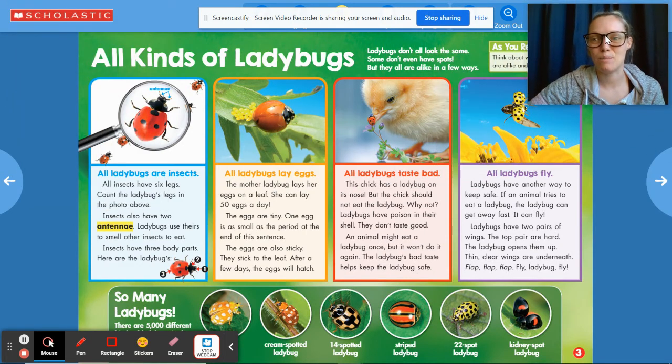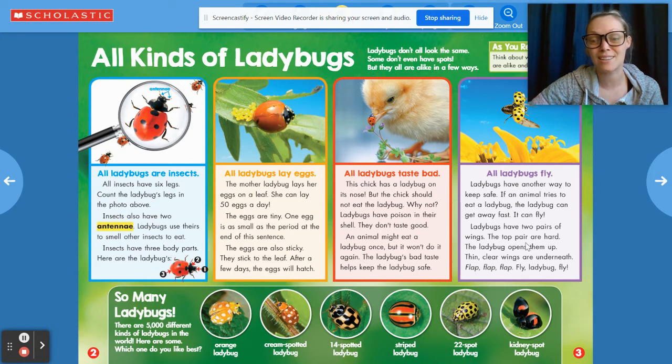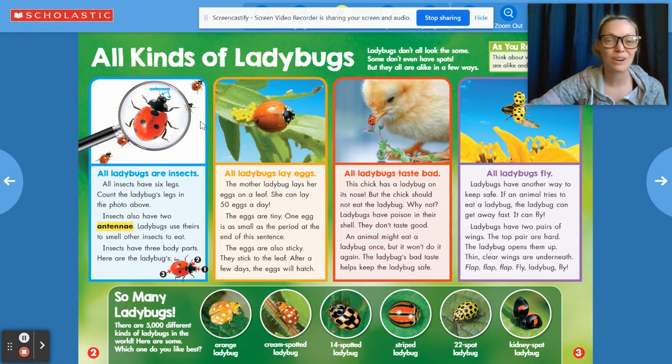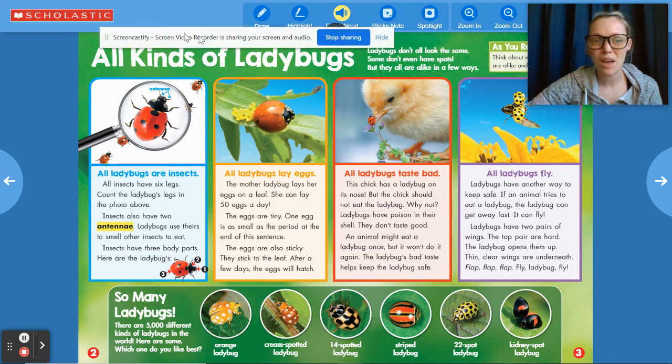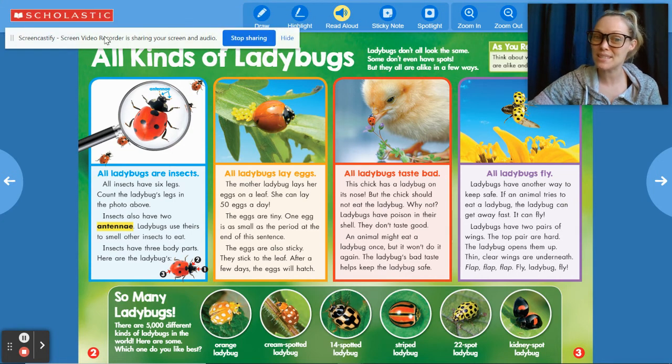All kinds of ladybugs. So I'm noticing already that this has more visual features and text features than what we read yesterday about ladybugs. I still see some pictures of ladybugs. Ooh, I see that word, antennae. It talked about their antennae in both articles. It did talk about not having spots, so we'll see what it says about that. And now let's go ahead and just listen and see what's the same about what we read yesterday and what might be different.